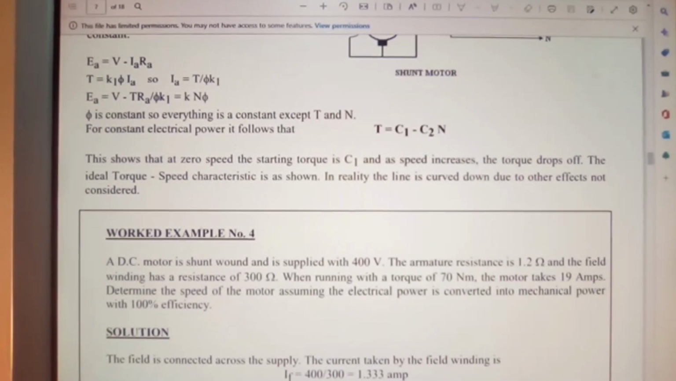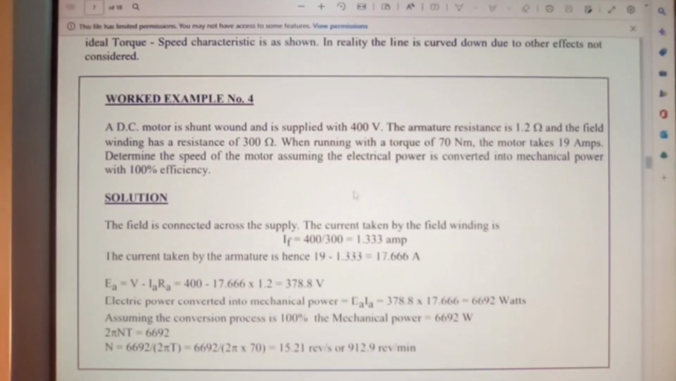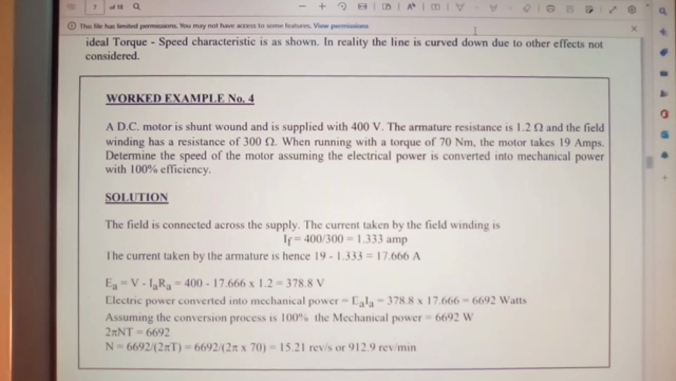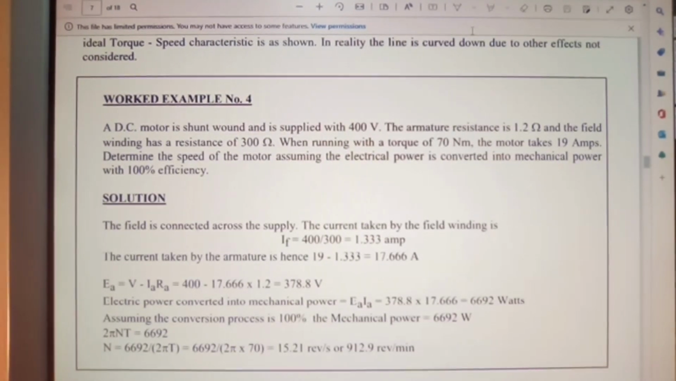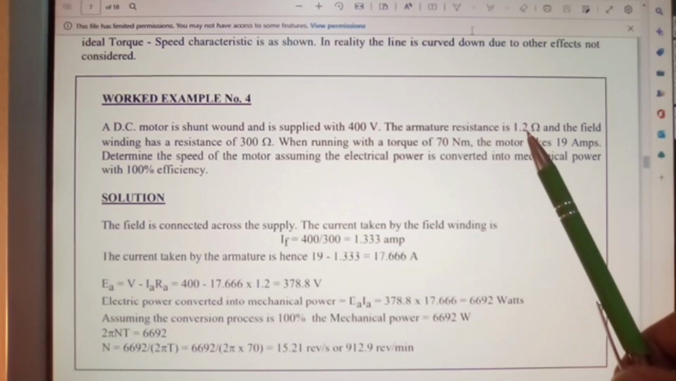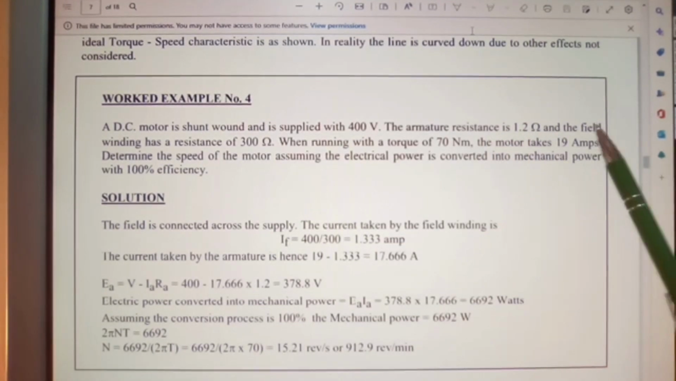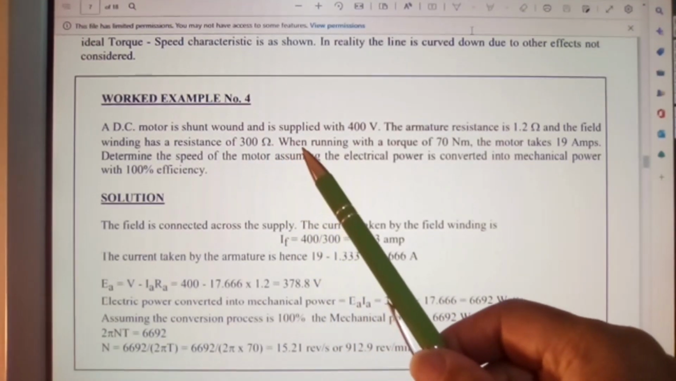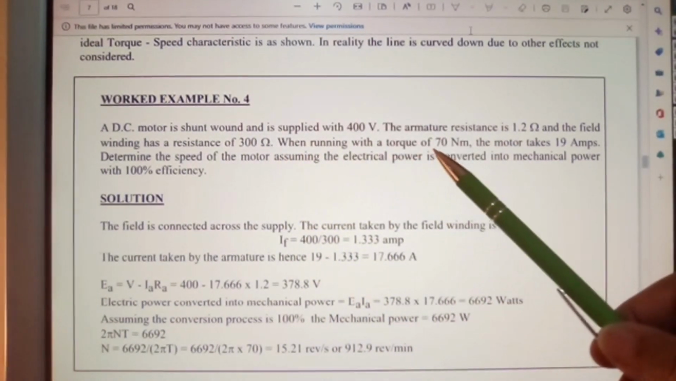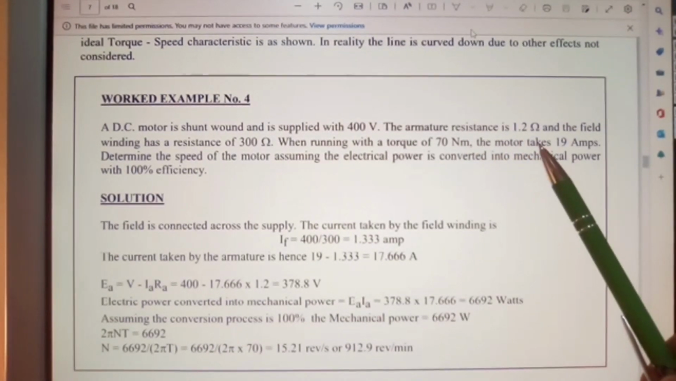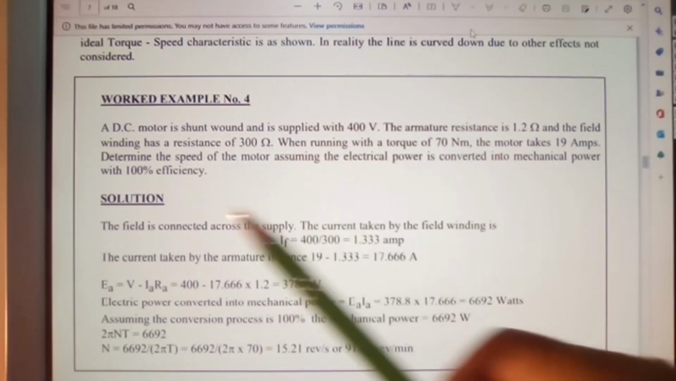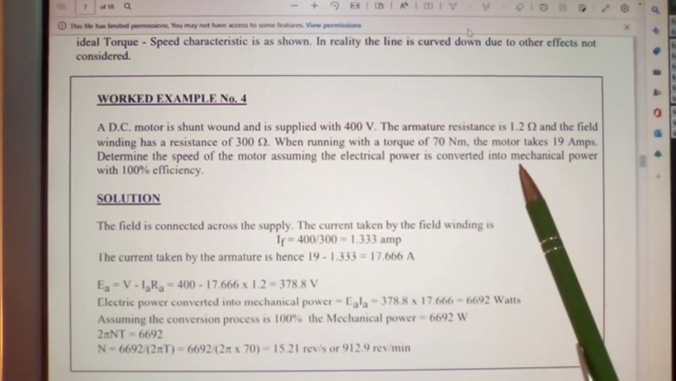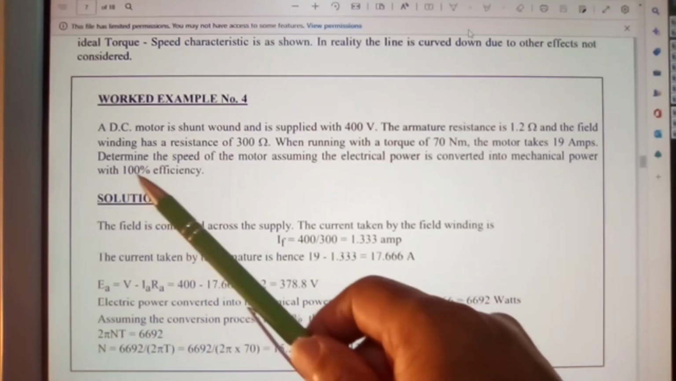Now, what we're going to look at here is a worked example. A DC motor is shunt wound and is supplied with 400 volts. The armature resistance is 1.2 ohms, and the field winding has a resistance of 300 ohms. When running with a torque of 70 Newton meters, the motor takes 19 amps. Determine the speed of the motor, assuming the electrical power is converted into mechanical power with 100% efficiency.